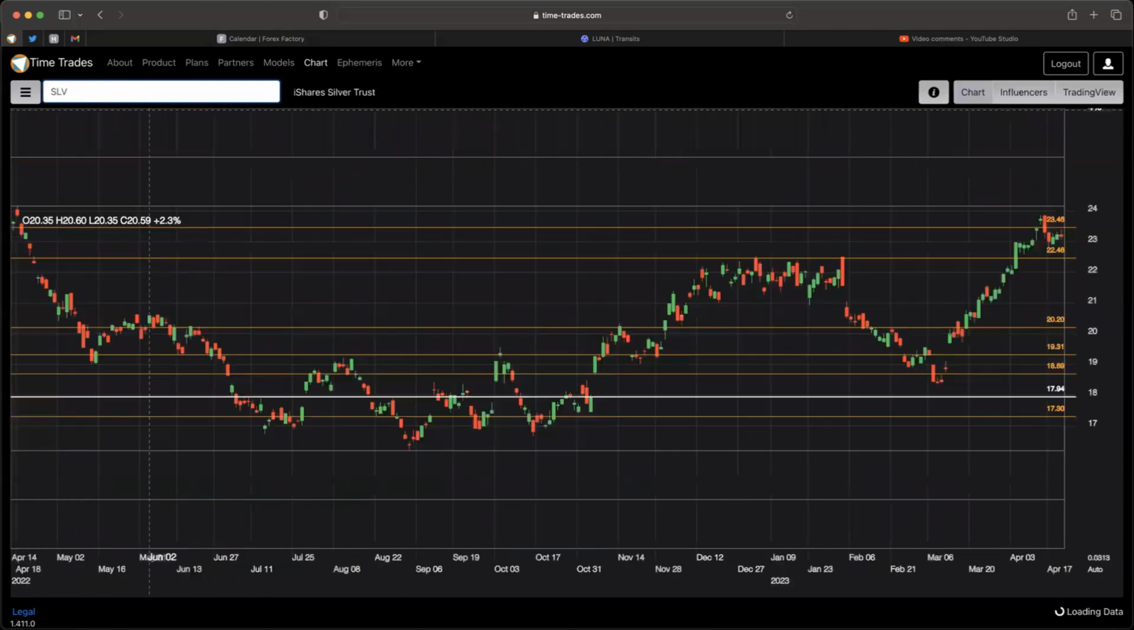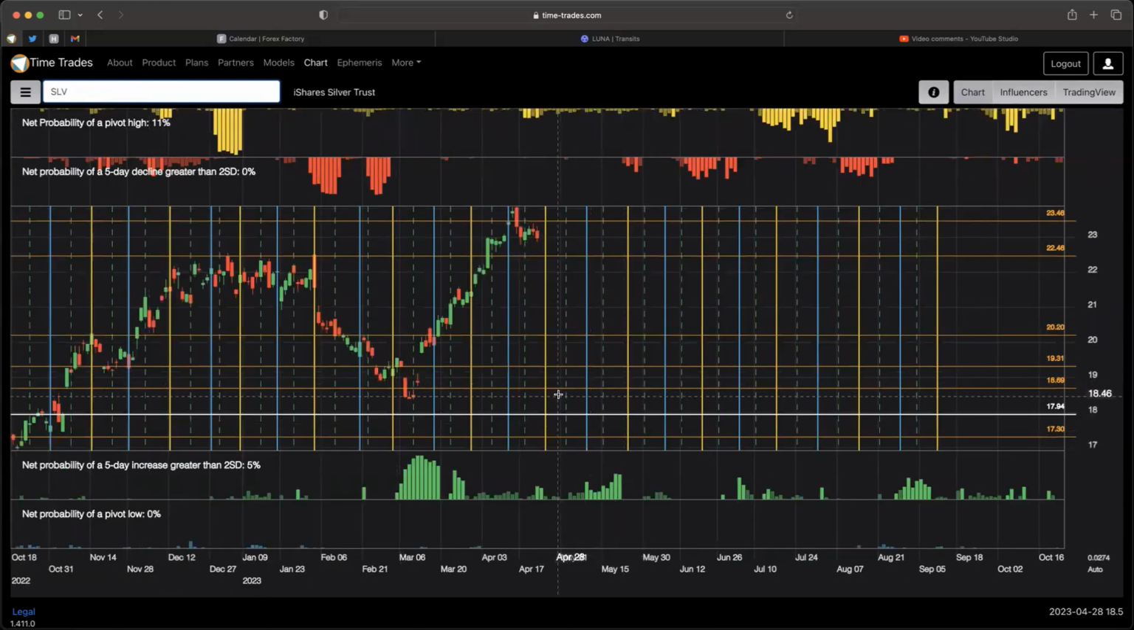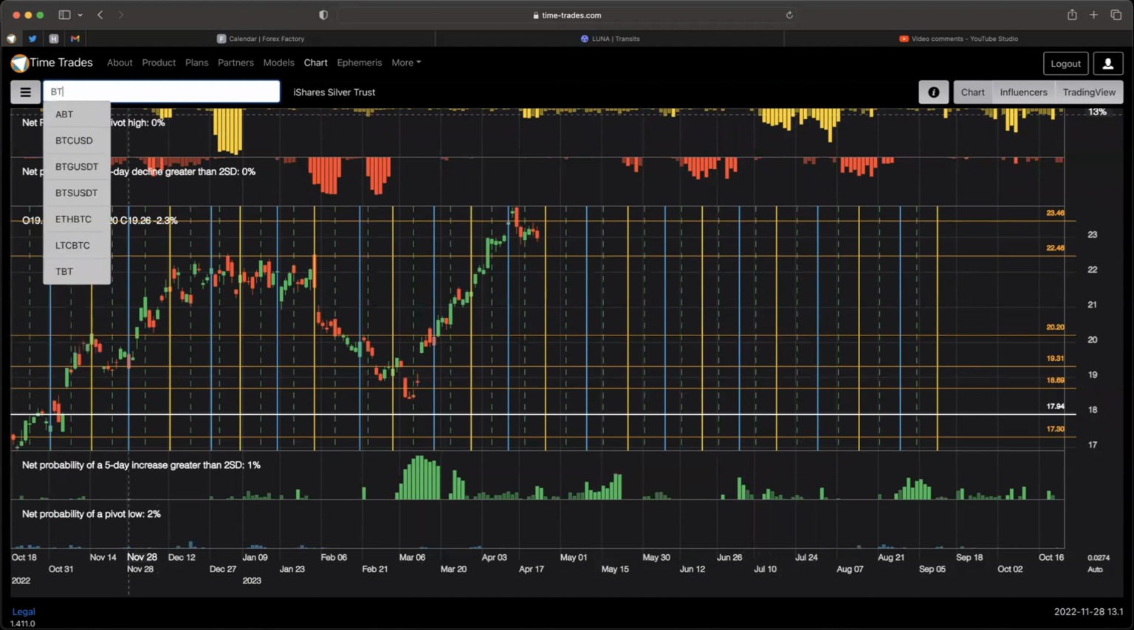We can take a look at silver as well. Silver also looks similar. We've got a nice ramp up of probabilities of moves up into May 19th. So that looks good. But overall, we've got this big pivot high over here in August, which looks like it could be acting as a magnet over here for silver. Let's take a look at Bitcoin.